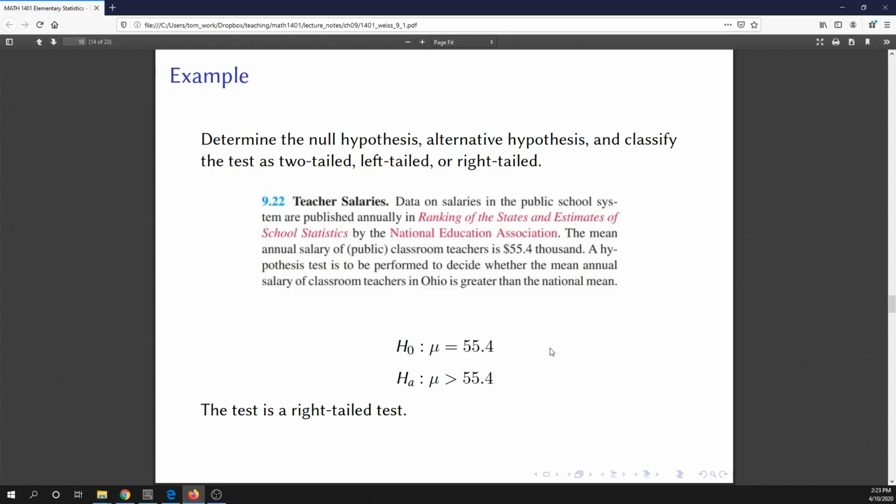Then the last thing is the tailedness of the test, and it is a right-tailed test because of the use of the greater than. Again, if that doesn't make sense to you, go back and look at the sections, the basics of hypothesis testing video.